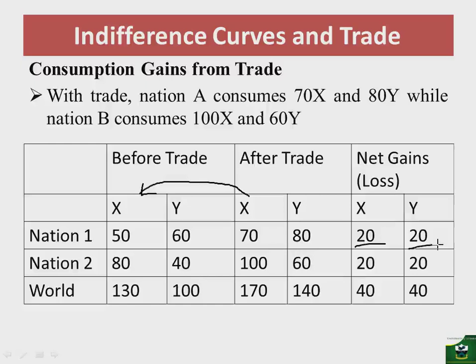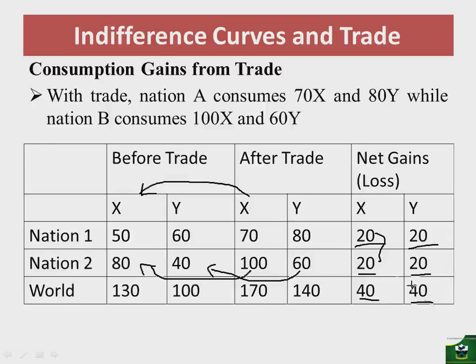In the same way, we can find the net gains for nation 2 by subtracting 100 of X consumed after trade minus the 80 before trade, which will give us 20, and the 60 of Y after trade minus the 40 of Y before trade, which will give us 20. And if we add the net gain for nation 1 and that for nation 2, we get the total gains of 40 in terms of commodity X and 40 in terms of commodity Y.